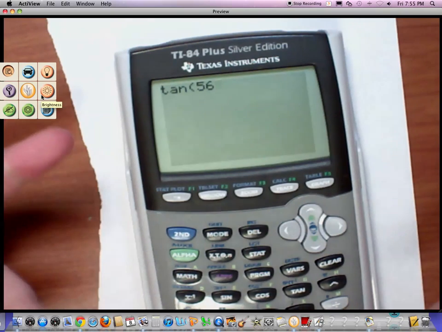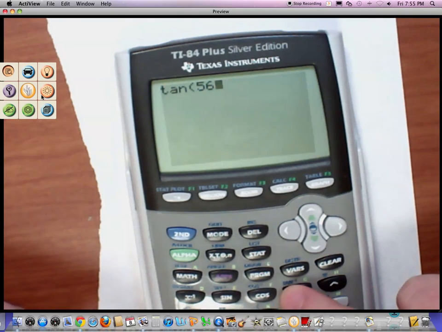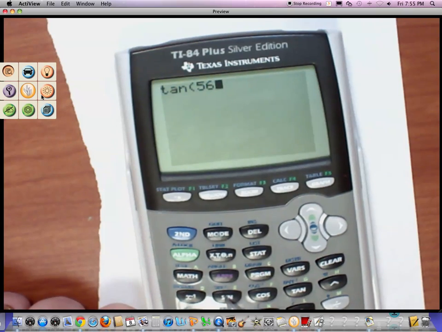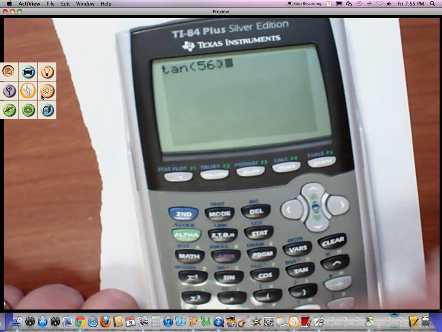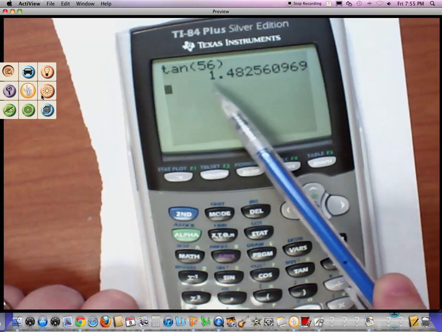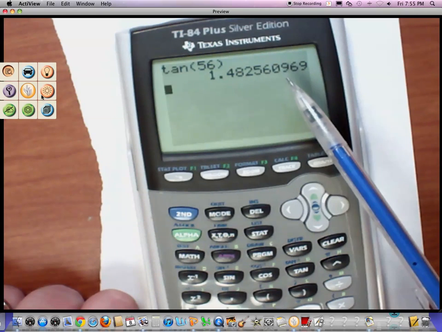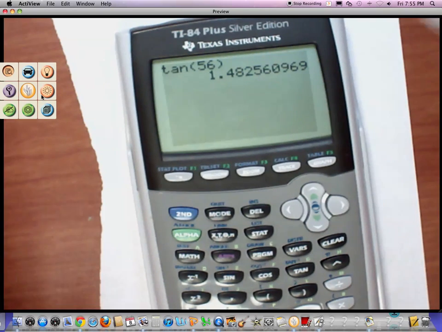When you do this, you're going to type in tangent. On the graphing calculator, let me point here with my pencil, there's my sine, there's my cosine, and my tangent buttons. All right? Tangent of 56, I press enter. 1.4825, and so on.